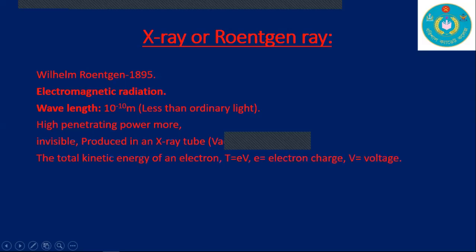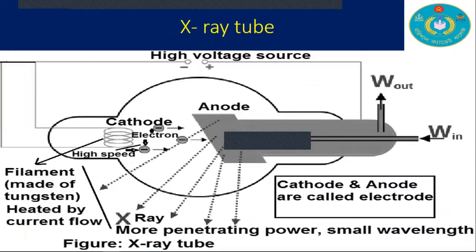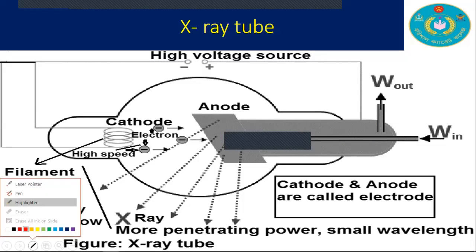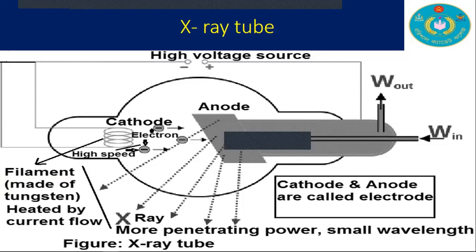The total kinetic energy of an electron is T equals EV, where T is the kinetic energy, E is the electron charge, and V is the voltage. Here is shown an X-ray tube, and we use a high voltage source, and a cathode, and behind the cathode we use a filament made of tungsten, heated by a current flow.